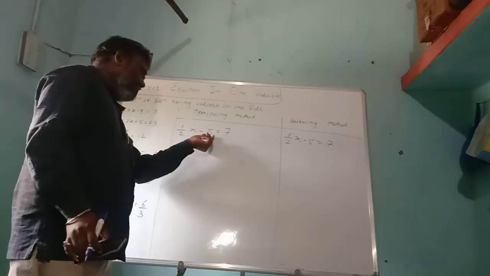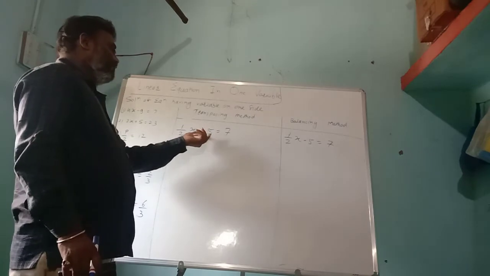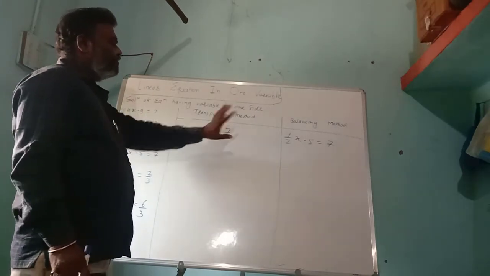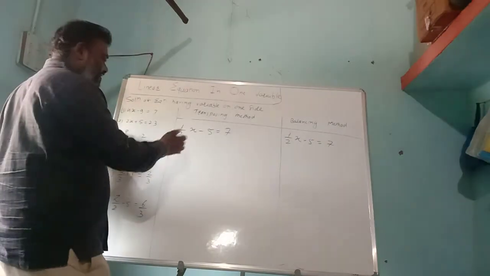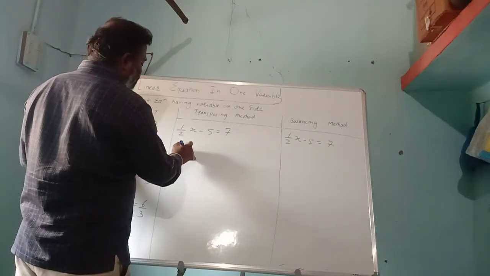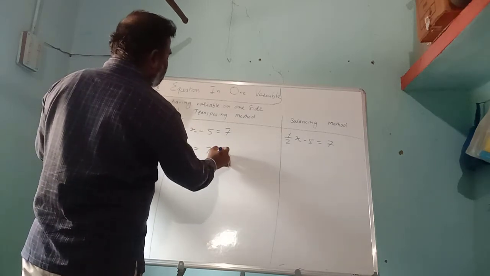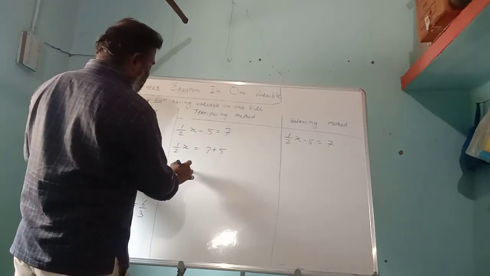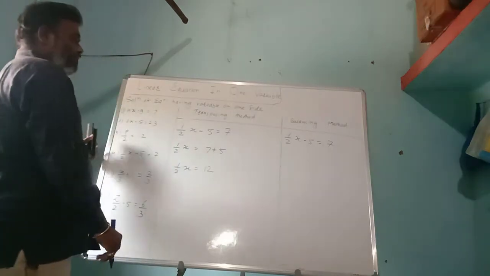First we have to concentrate only on the constant term. Here the constant is negative 5. While transposing it to the right hand side, this minus 5 becomes plus 5 on the right hand side. Now 1 by 2 x equals 7 plus 5. That is 1 by 2 x equal to 7 plus 5, which is 12.